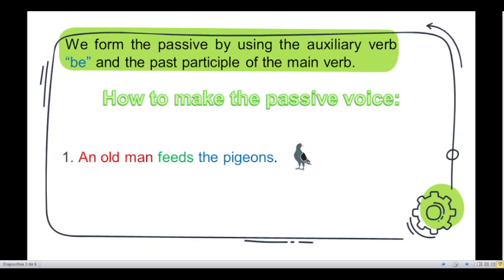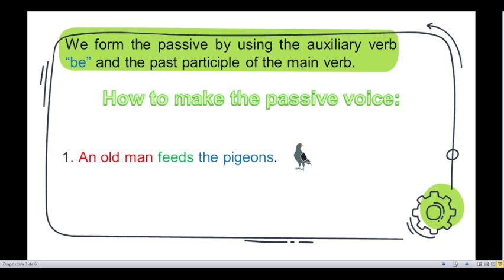Step number 1. Identify the subject, the verb, and the object of the active sentence. An old man, subject. Feeds, verb. The pigeons, object. Very good. Step number 2. Identify the verb tense of the active sentence. That sentence is in simple present, okay? And we are ready to write our passive sentence.